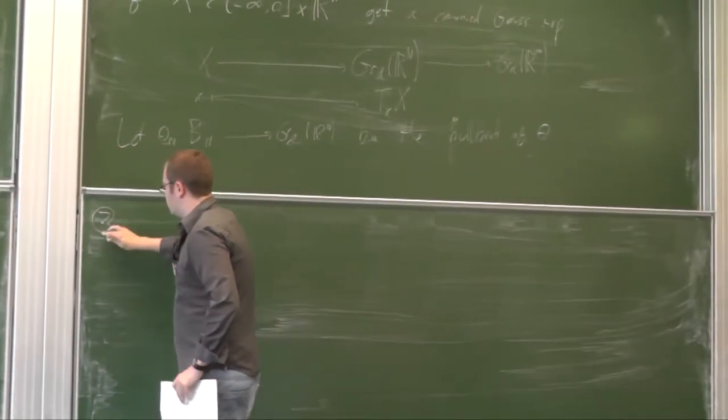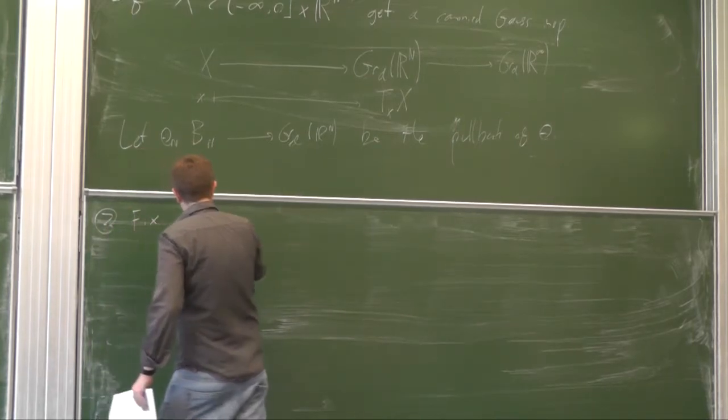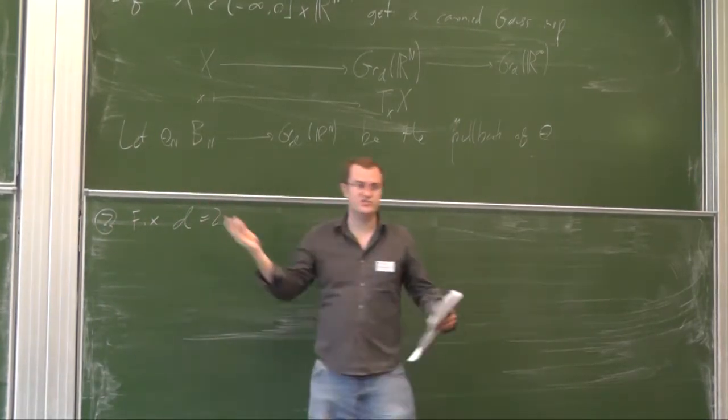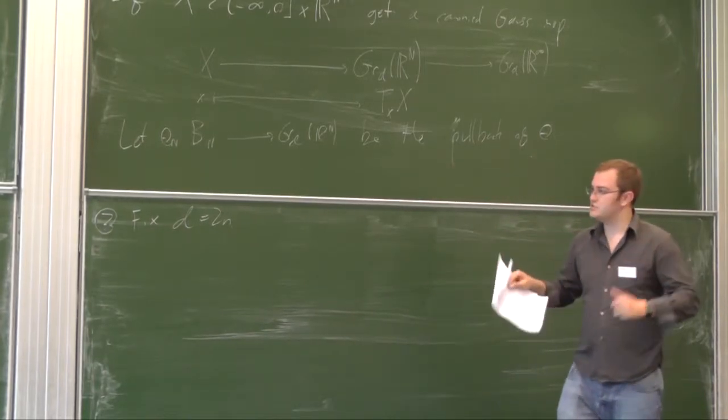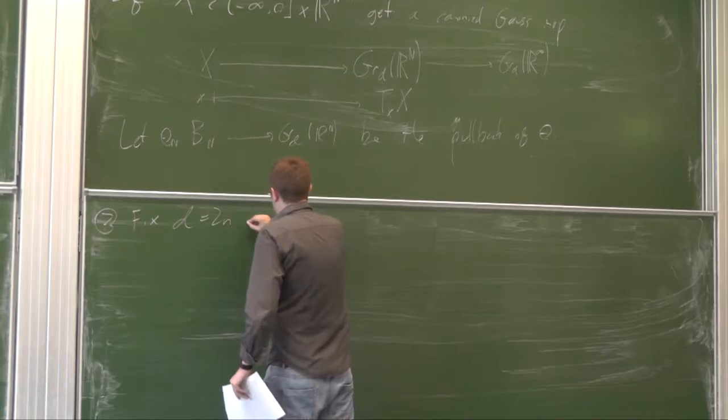Unfortunately, that was just part one. So now I want to fix the dimension to be even. Everything I've said so far is just analysis about manifolds, and there's no theorems inside. So I want to tell you about a theorem. We fix the dimension to be even.